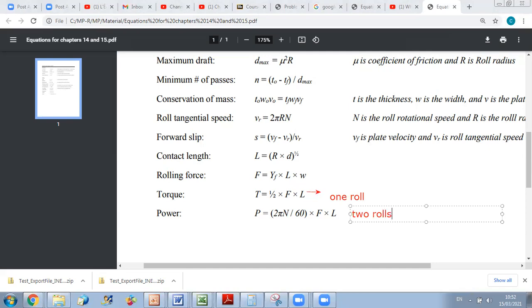And here, why did they do 2 pi n over 60? You should pay attention that if I divide by 60, this means that n is not provided in revolution per second, but in revolution per minute. And to convert to radian per second, I should multiply the value of n by 2 pi and divide by 60. So if n is provided in revolution per second, no need to divide by 60. I just do 2 pi n F L. But if n is provided in revolution per minute, I should divide 2 pi n by 60 to transform n from revolution per minute to radian per second.